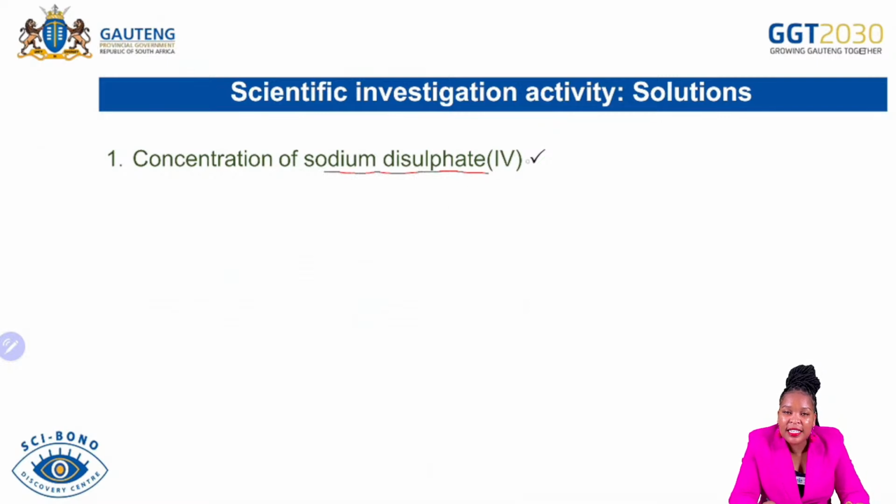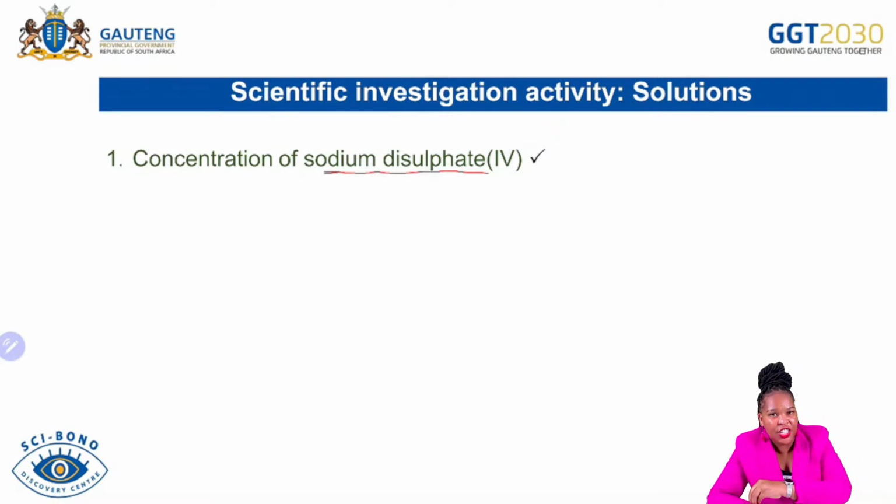Why sodium disulfate and not sodium dioxide? It is because sodium disulfate is the one that is going to break down and turn into sodium dioxide. So this is the one they were working with. This is the one they manipulated and changed the concentrations of, because they cannot change the concentration of something that is still going to form. I think the answer makes sense.